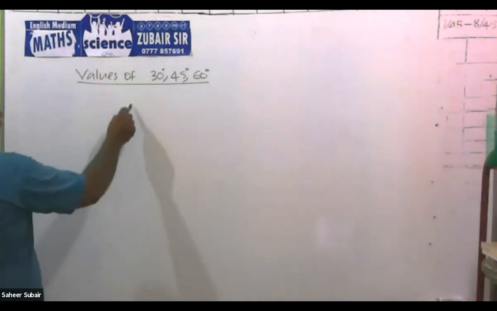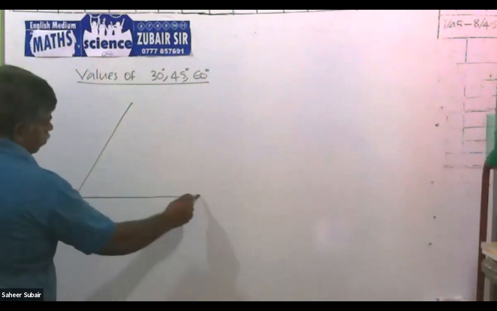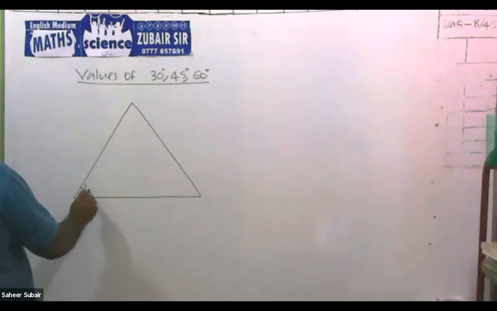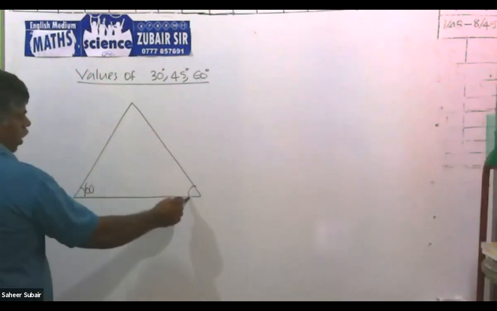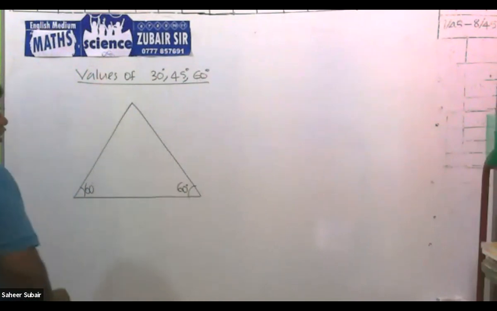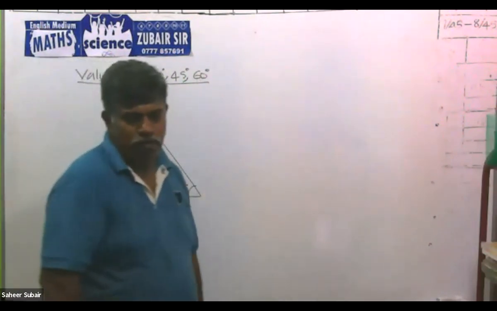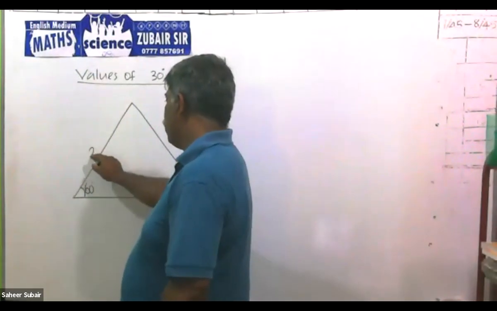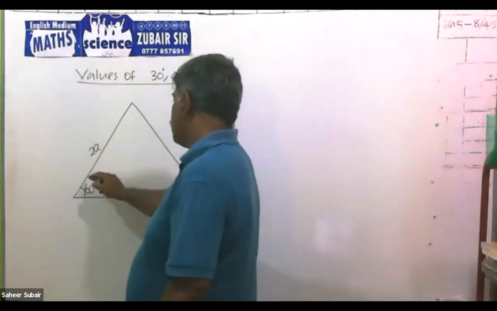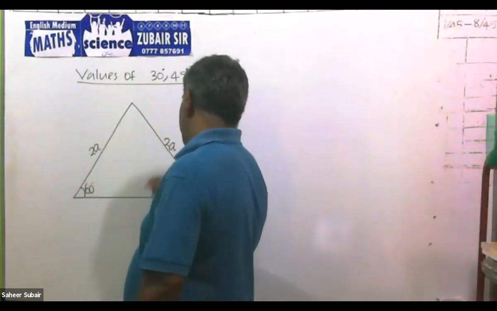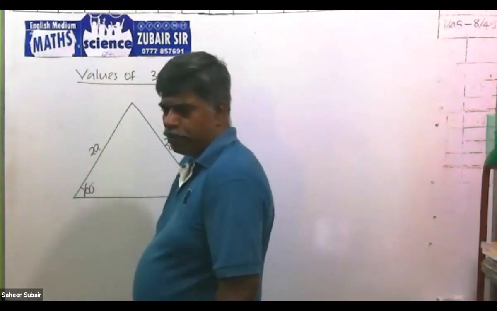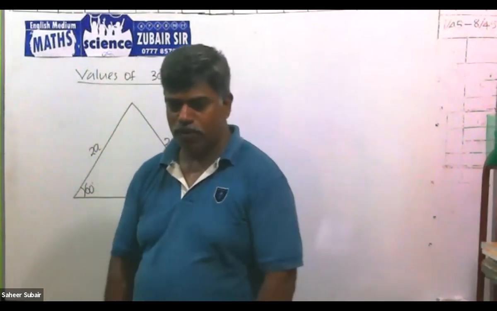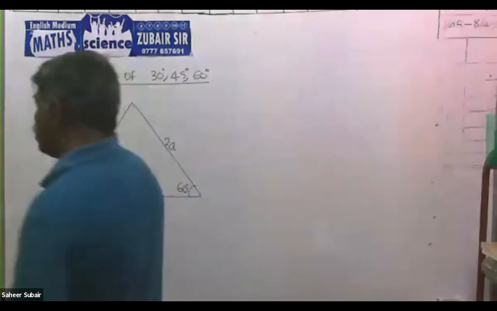First case, we'll take an equilateral triangle. When you take an equilateral triangle, all the sides are equal and all the angles are equal, so each angle is 60 degrees. We'll take one side as 2a, so this side is 2a, this side is 2a, and this side also 2a. I have taken 2a because it's easy to divide by 2 without taking fractions.